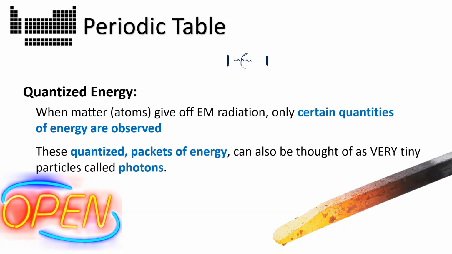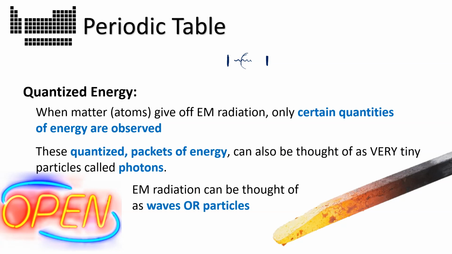Scientists noticed this, of course, and theorized that maybe these quantities of energy exist because electromagnetic radiation only exists in certain quantities. And they call them quantized, sometimes described as little packets of energy. And all of this leads to the idea that electromagnetic radiation can also be thought of as very tiny particles called photons. This is the very bizarre thought that electromagnetic radiation can be thought of and is both wave and particle all at the same time.